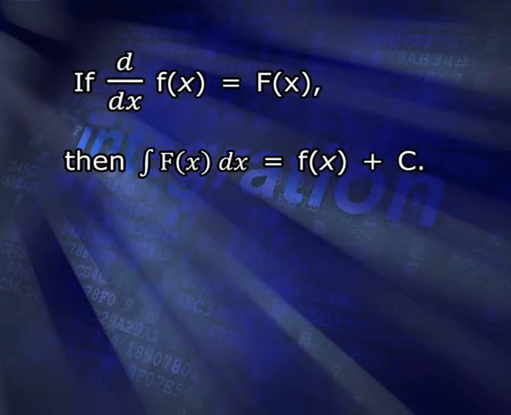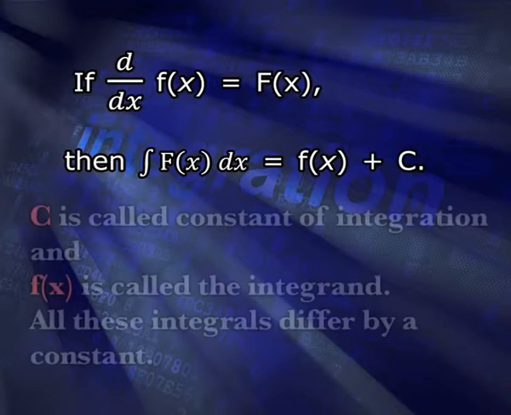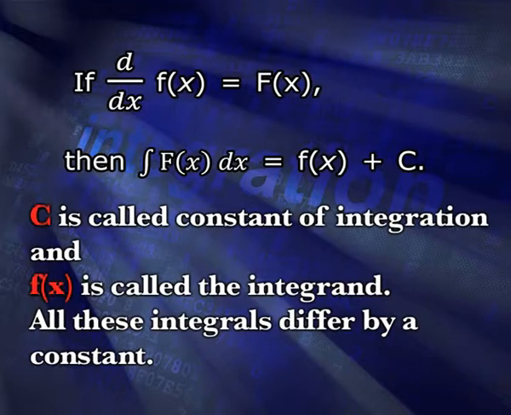If d by dx of F(x) is equal to f(x), then integration of f(x) dx is equal to F(x) plus c. These integrals are called indefinite integrals or general integrals. C is called the constant of integration and f(x) is called the integrand. All these integrals differ by a constant.